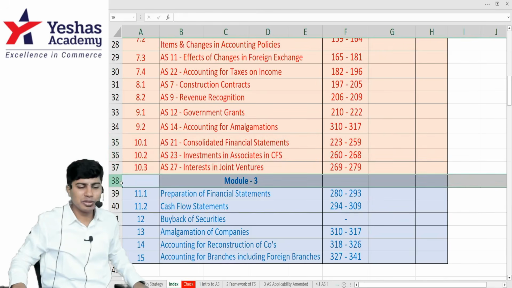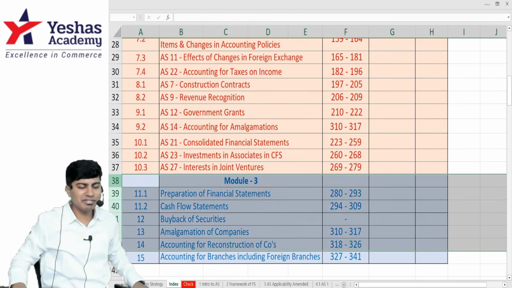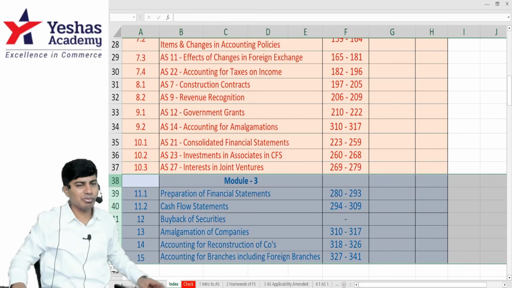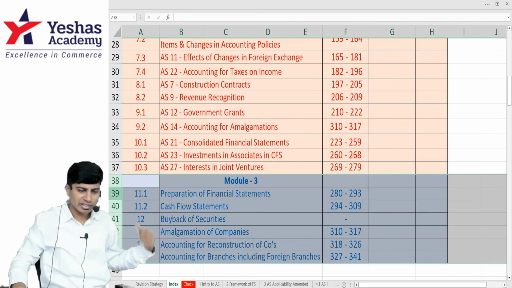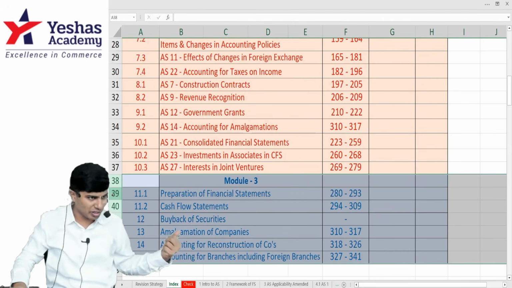Come to module 3. Module 3 we have these units. Module 3 looks very small, no? But it actually takes a lot of time to finish module 3. Yeah, so this is like core accounting. Whatever you have expectations regarding accounting, that will be finished in this unit. That's what we'll do in this unit.